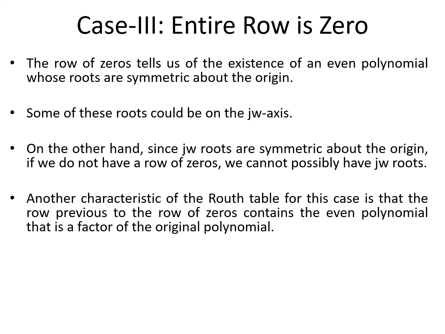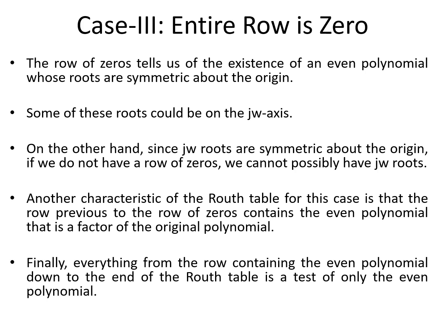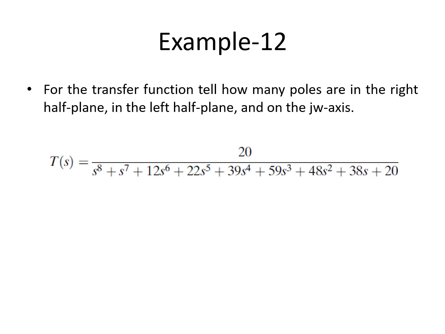So another characteristic of the Routh table is that the row previous to the row of zeros contains the even polynomial, that is a factor of the original polynomial. And finally, everything from the row containing the even polynomial down to the end of the Routh table is a test of the even polynomial only.